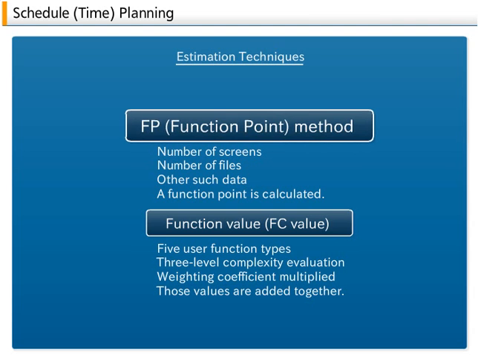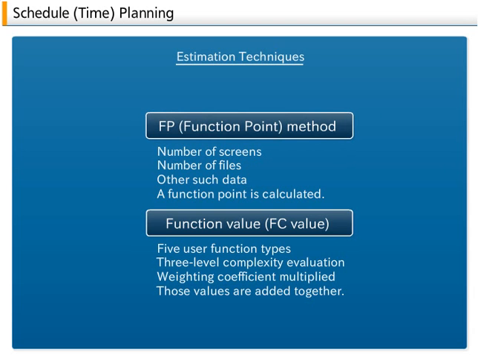Five. FP, function point, method. This is one of the order of magnitude estimates that performs a statistical estimate based on past cost data or other such previously acquired data. A complexity value is added to the number of screens, the number of files, or other such data, and a function point is calculated. Then, an empirical formula based on past results is used to make the final estimate. Specifically, an estimate is made in the following steps.